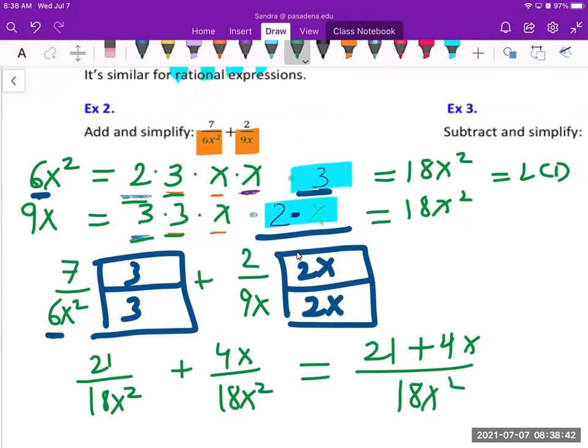They are not like terms, okay? 21 and 4x. So there's nothing I can add. This is my final answer. Now, is it possible to simplify? Not possible to simplify either, because 21 has factors of 3 and 7, but 4 has only factors of 2 and 2, and 18 does not have factors of 3 or 7, and so that's it. That will be the answer.